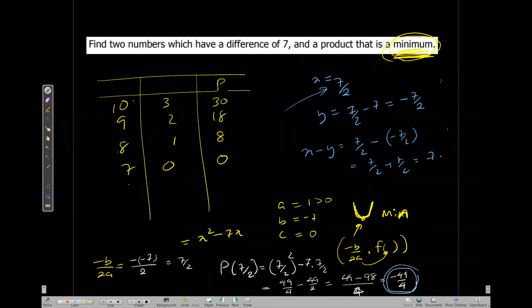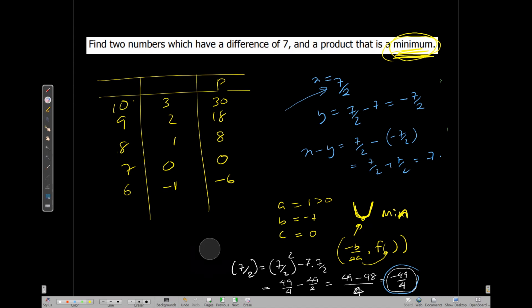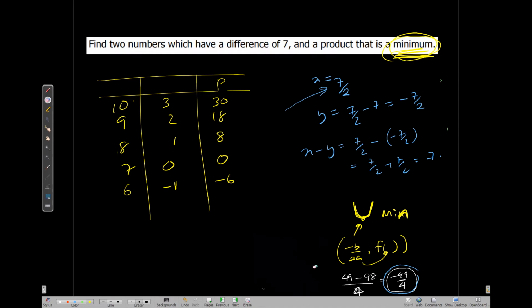And how about 6 and minus 1? See the difference between these two, 6 minus 1, that's 7. The product is negative 6. Now let's see if we keep doing this. Let me erase these things. And how about 5 and negative 2? This is the product. 4 and negative 3. So negative 12.